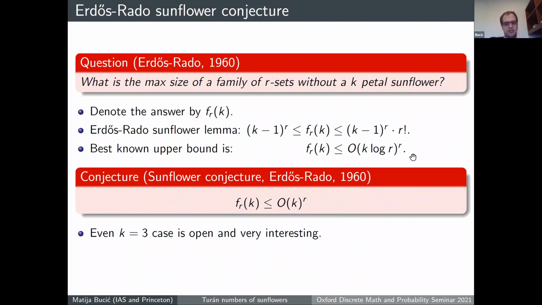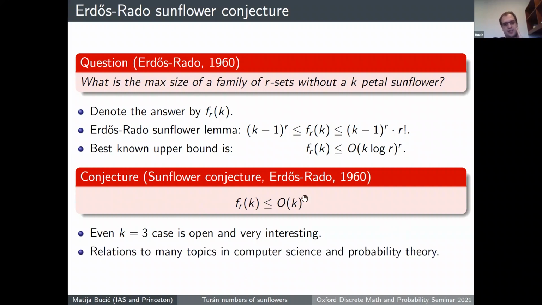So this question is open even if you're working with these sunflowers which have 3 petals. And already this case is very interesting. So there is a non-trivial relation between this problem, which was observed by Alon, Špilka, and Umans, and the so-called fast matrix multiplication problem, which is one of the major open problems in computer science. And there are many other connections. For example, this problem was a subject of a recent polymath project where researchers with various different backgrounds try to collaborate and make progress on this.